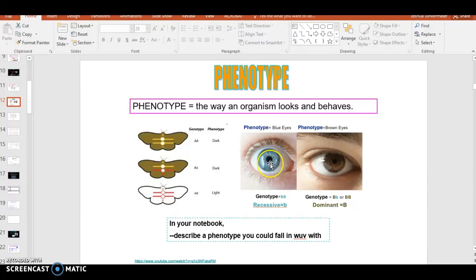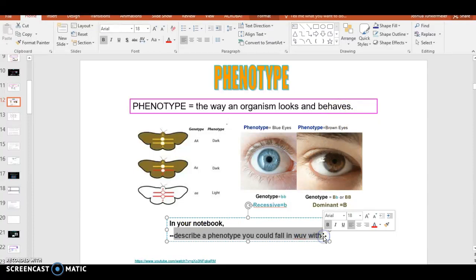Here we have phenotype, blue eyes, phenotype, brown eyes. It's the way an organism looks and behaves. In your notebook, describe a phenotype you could fall in love with. So, I want you to think about, what do you look for in a person that you'd consider going on a date for, or asking them out? What would you look for in that person? Personality? Maybe even appearance. You can be as superficial or deep as you want in this, but have fun with it. But remember, the idea is to learn the word phenotype, which is the way someone looks and acts.